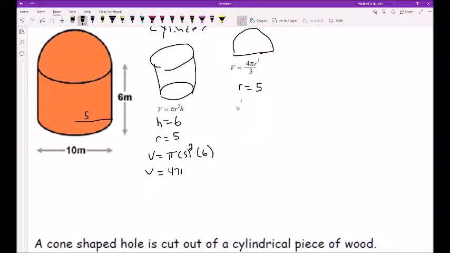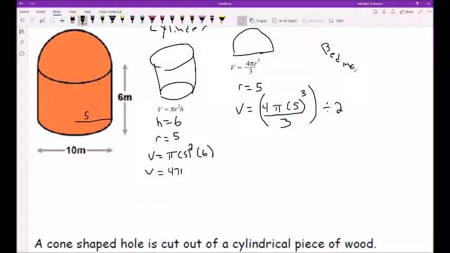So I might do that at the very end instead. 4 times pi times 5, and this time it's cubed, which is a 3 on top, all divided by 3. Then I'm going to put a big bracket around this and divide that by 2. The bracket just means I'm going to do this first, right? If you remember your BEDMAS, my brackets first, so I'm going to do my bracket first. So you can plug this into your calculator all at once. And if you'd like me to do a certain type of calculator, you can just tell me.